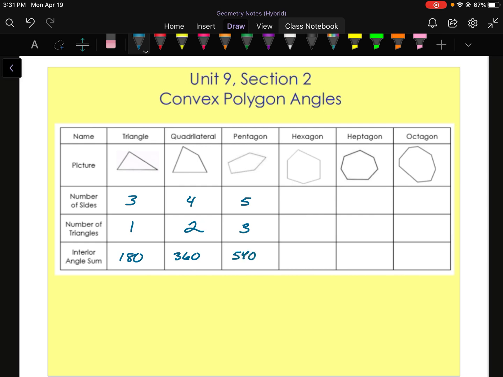A hexagon has 6 sides. There are 4 triangles, and another triangle would be 720 degrees. A heptagon is 7 sides. There are 5 triangles, and if you add up the total degrees, it would be 900. And last but not least, an octagon is 8 sides, which is 6 triangles, or 1080 degrees.